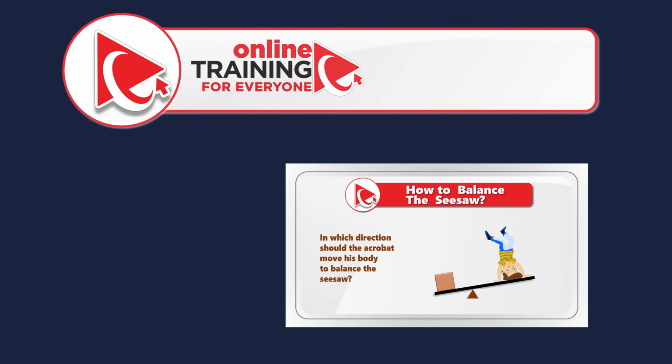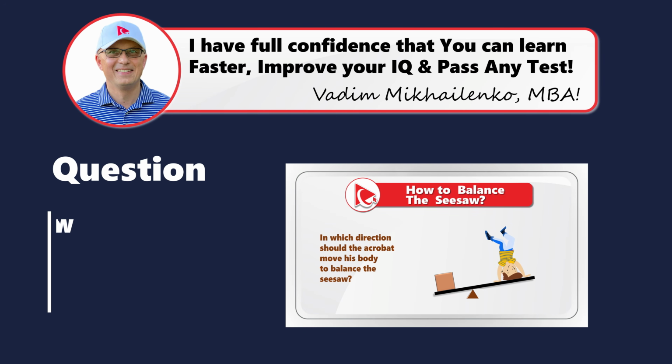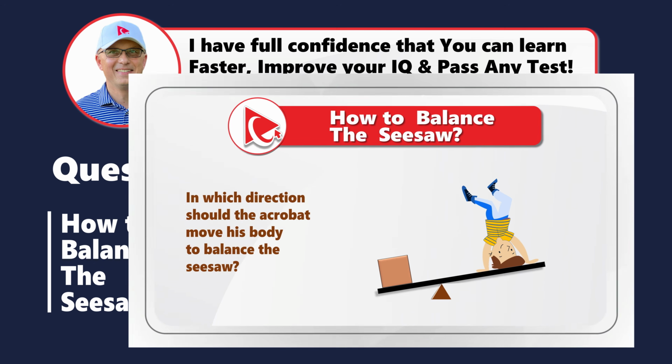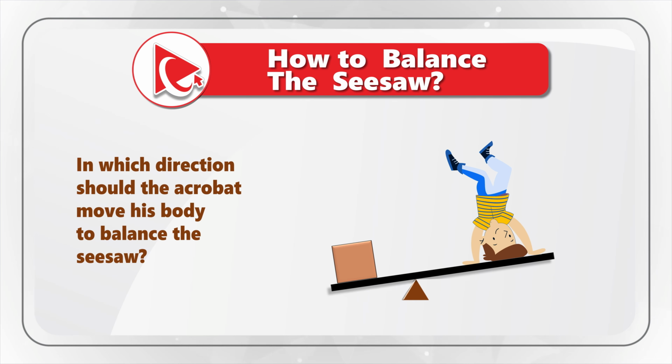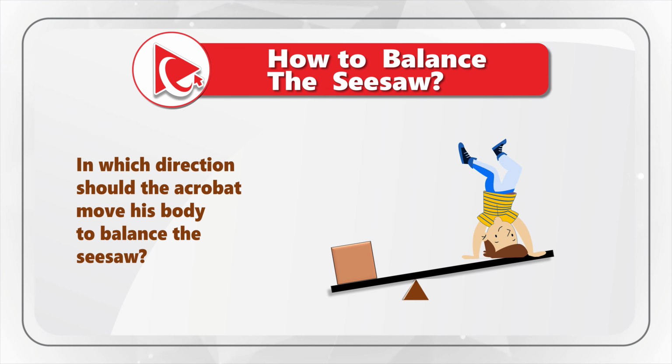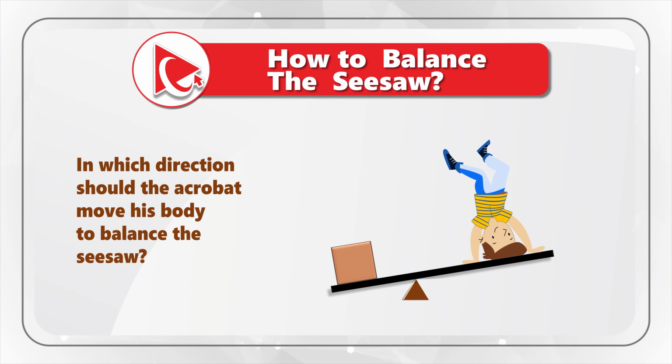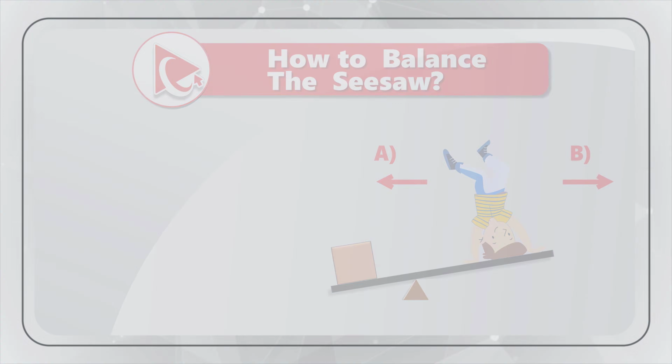I love this question because it truly tests your knowledge of mechanical engineering. You're presented with an acrobat and a weight on a seesaw. You need to determine in which direction the acrobat should move his body to balance the seesaw. And you only have 2 choices. Choice A, to the left, or choice B, to the right. Take a close look to see if you can come up with the answer.